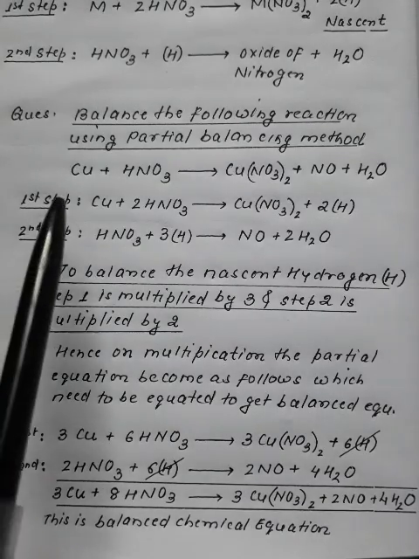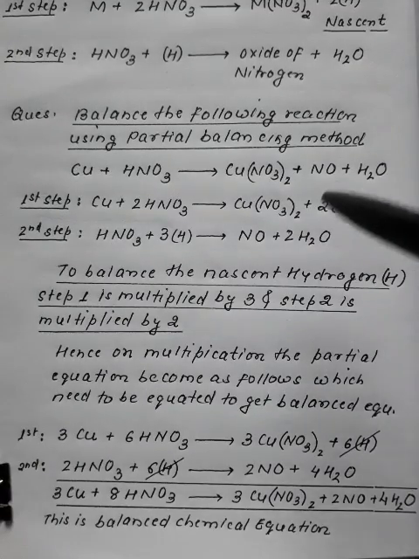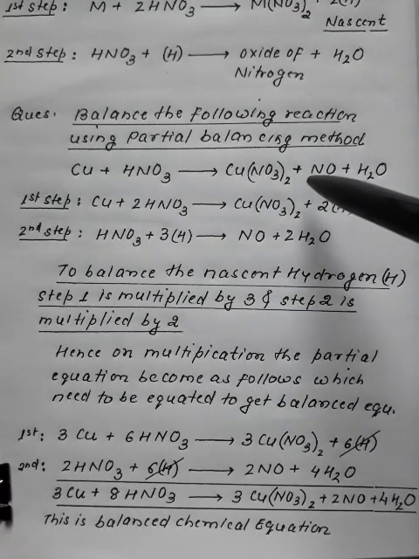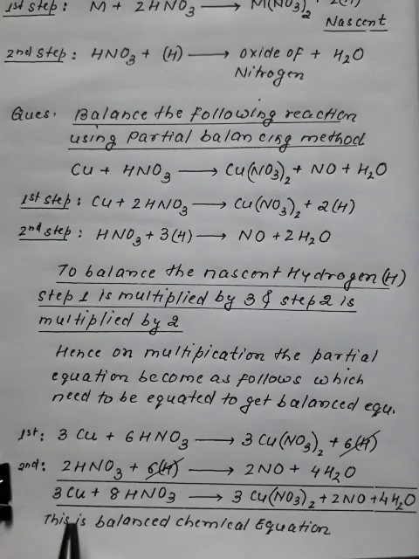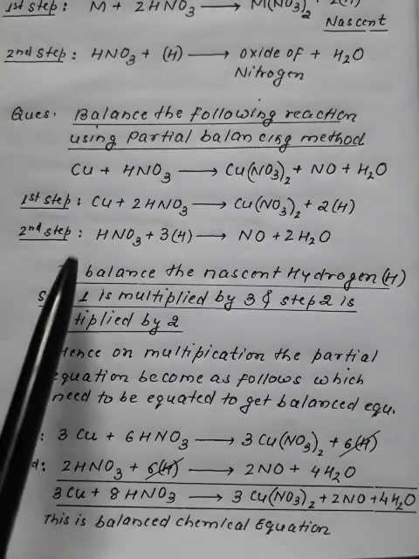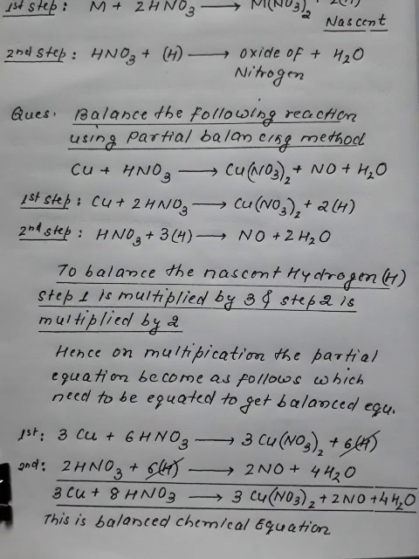So this was the skeletal reaction: copper plus HNO3 giving Cu(NO3)2 plus NO plus H2O, which has been balanced using the partial balancing method, and the answer is this. The skeletal reaction has now turned into 3Cu plus 8HNO3 converting into 3Cu(NO3)2 plus 2NO plus 4H2O.